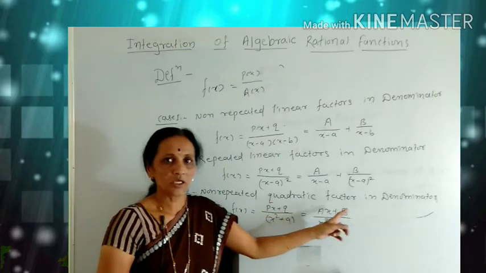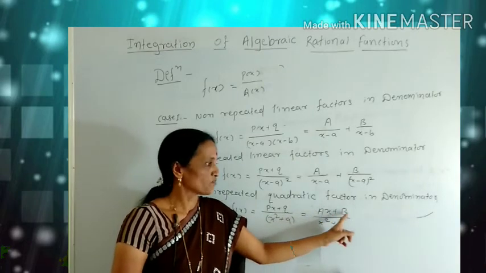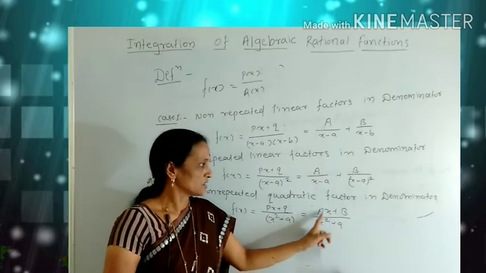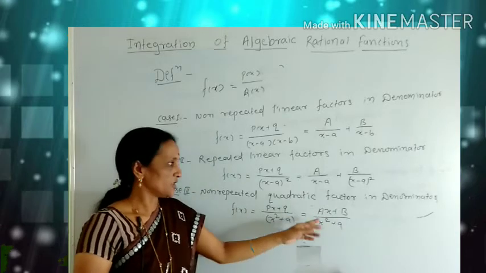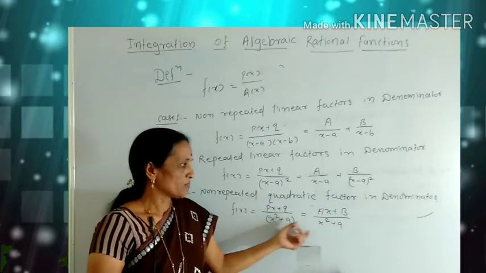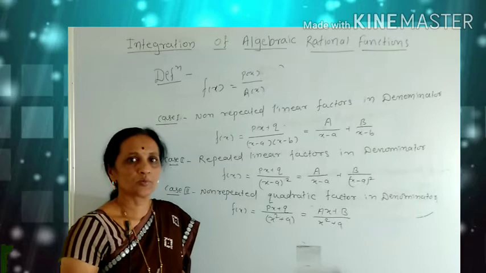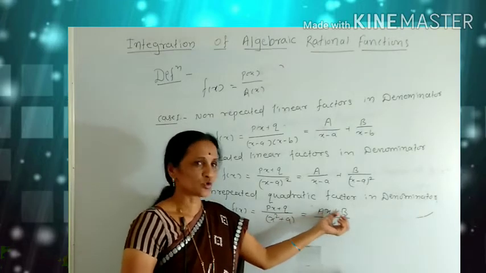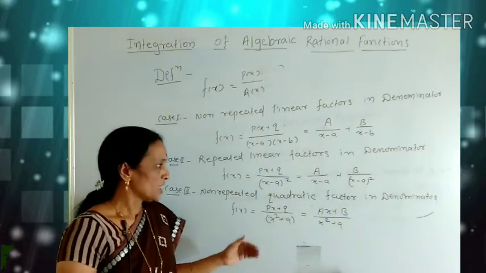Here A and B are the unknown constants. Find them using the method of comparing the numerators and the denominators, and we find out the values of the capital A and the B.